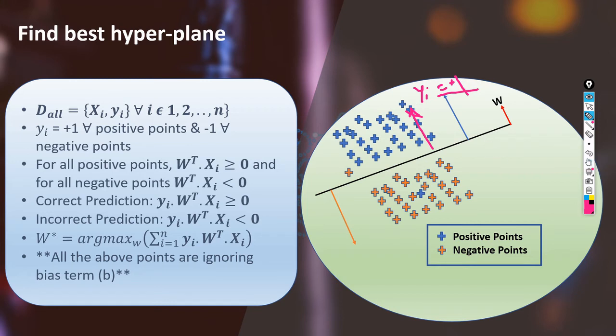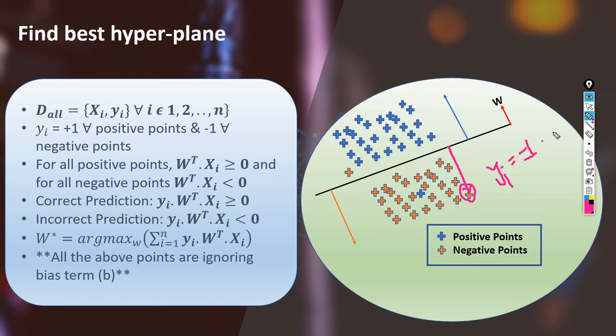Now coming to the negative points, say this point. For this point, yi is minus 1, because actually it is a negative point, so the true label is minus 1. Also, with respect to this hyperplane, w transpose xi for this particular point will always be negative, because it is in the opposite direction of w. So if we do yi w transpose xi for a negative point, negative 1 times a negative value, it will again be a positive value, right?